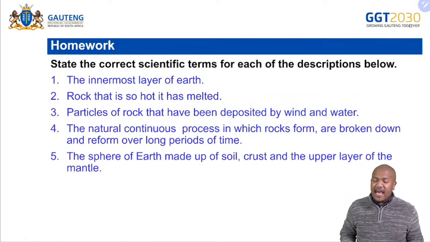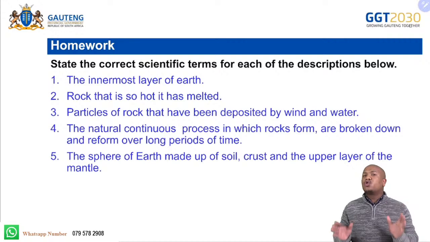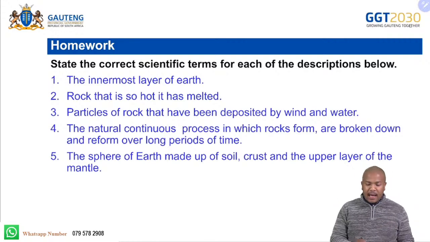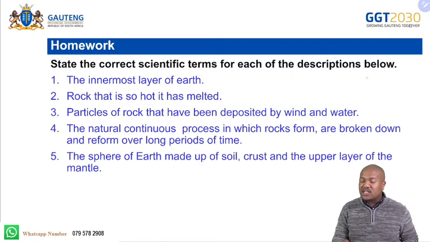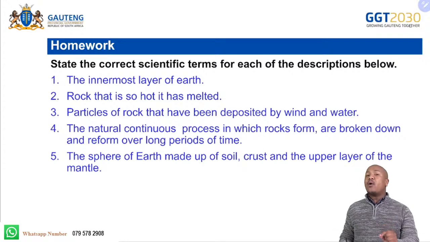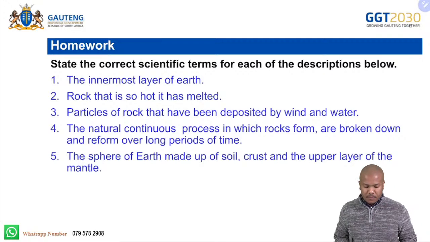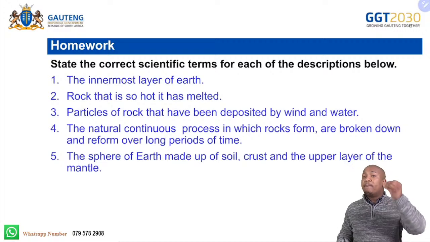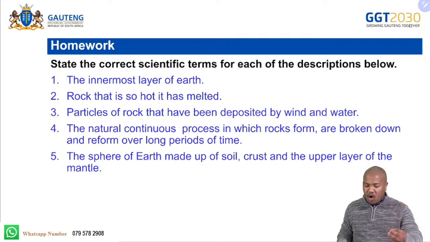So now, here is a homework activity. I want you to take about 5 minutes to copy down the homework. It reads as follows. Number one, state the correct scientific terms for each of the descriptions below. Number one is the innermost layer of Earth. Number two is rock that is so hot and it has melted. Number three, particles of rock that have been deposited by wind and water.